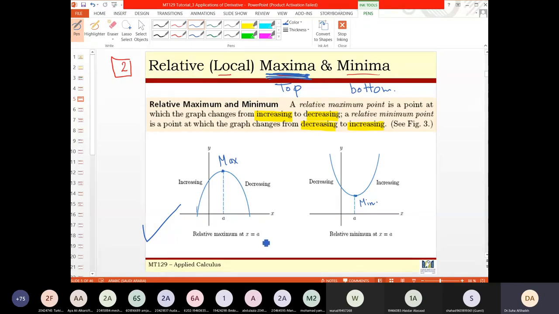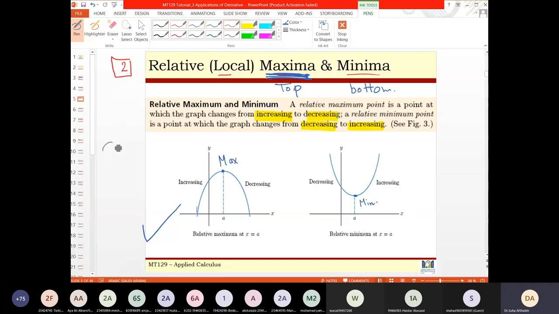And notice that it is connected to the increasing and decreasing. You have to be careful. Later on we will have concavity, concave up, concave down. So increasing with decreasing give me maximum, give me minimum, and we call it local or relative maximum minimum.